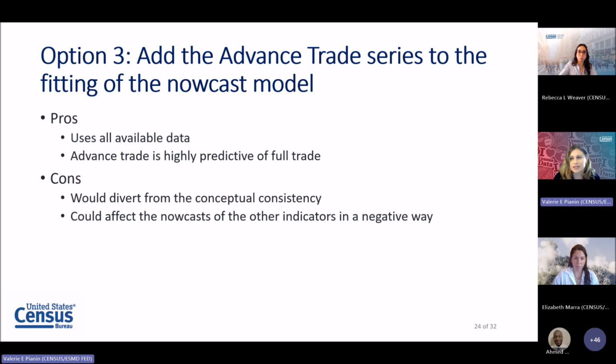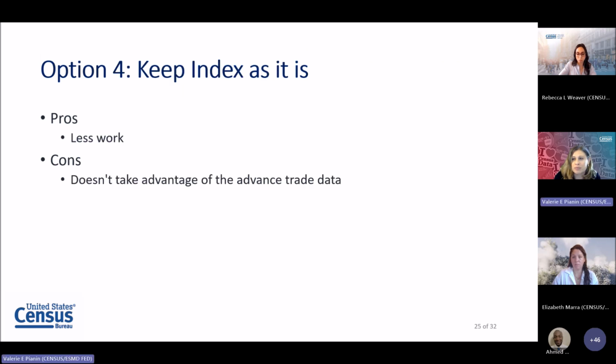Option 3, add the advanced trade series to the fitting of the nowcast model. Pros, this method uses all of the available data. And advanced trade is predictive of full trade, so it will help us get better nowcasts for international trade. Cons, it would divert from the conceptual consistency that underlies the index and that is realized in the historical numbers. It could also negatively affect the nowcasts of other indicators. Last, option 4, make no changes and keep the index as it is. This would be less work for us, but it doesn't take advantage of the advanced trade data that we have available.